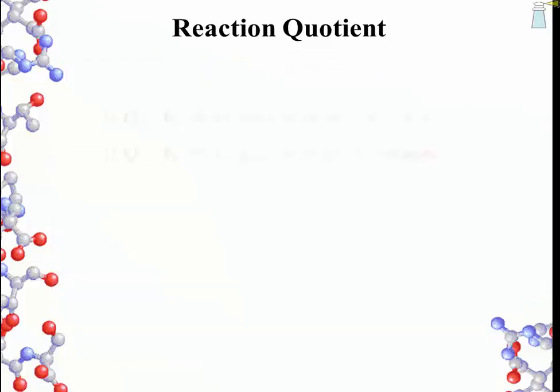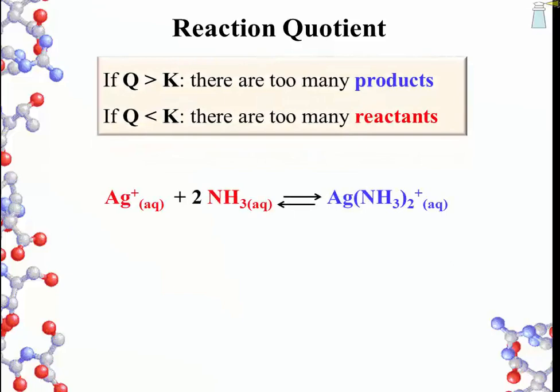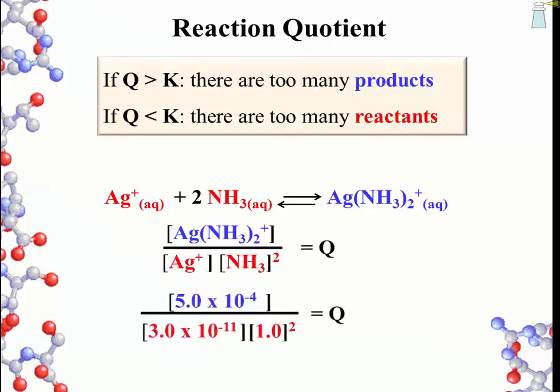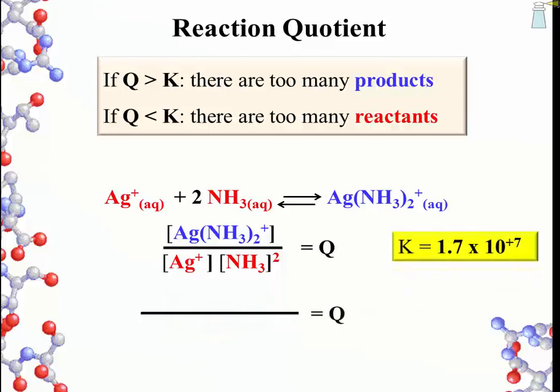Let's see how this works using a now familiar reaction, formation of diamine silver, and a couple sets of concentrations when the reaction is not at equilibrium. The equilibrium expression is written out with Q instead of K because we believe the reaction is not at equilibrium. If the concentrations from our previous encounter with diamine silver were used, the expression yields a value of 1.7 times 10 to the 7th. That is K, and Q can legitimately be replaced by K. That value will be kept as a new set of concentrations are added.